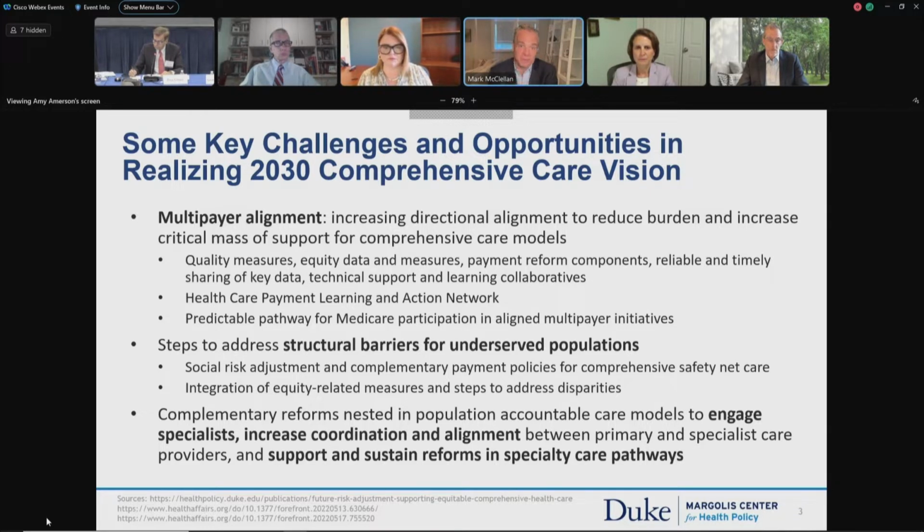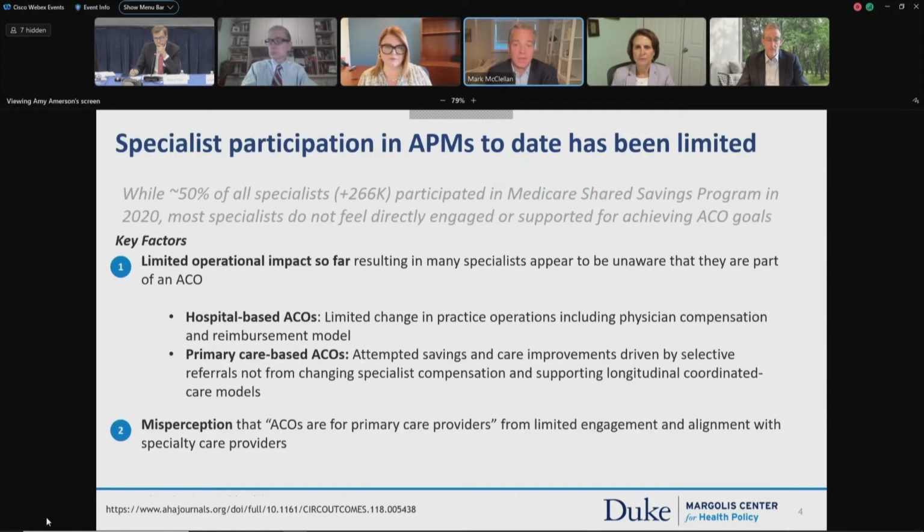And then what I want to talk about today, which came up a little bit in the last panel, building off some of the excellent work on evaluating payment reforms to date in the specialty payment space, is how to engage specialists more effectively and comprehensively in being part of these models. The next slide highlights that we've had some limitations so far.